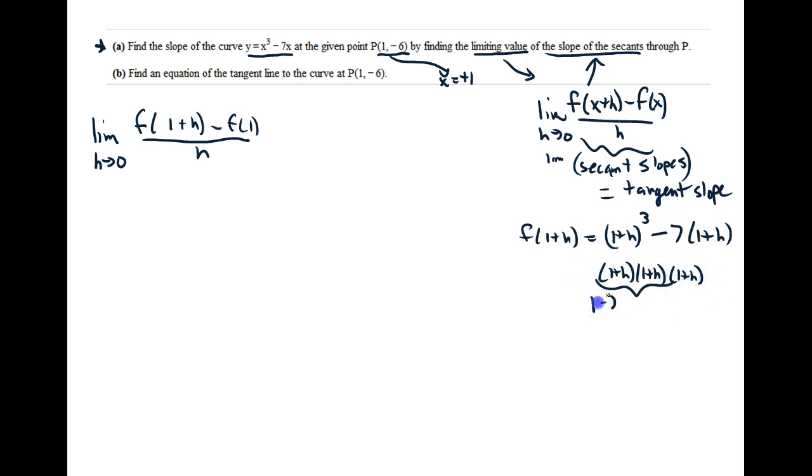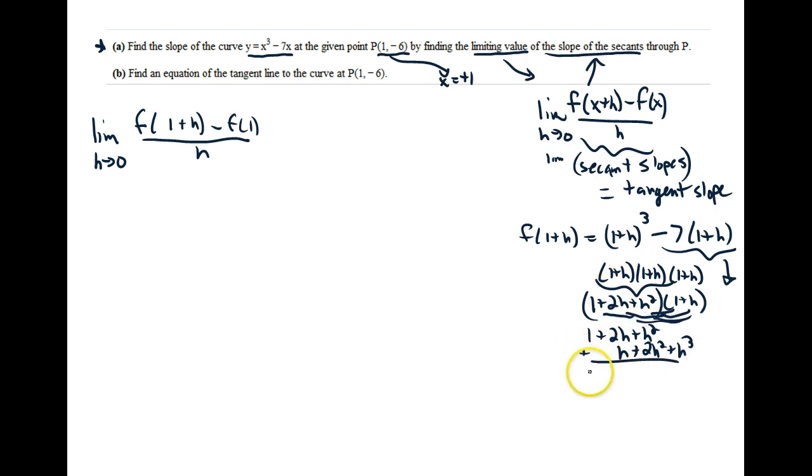We get 1 plus 2h plus h squared, and we multiply by 1 plus h. And then later we'll bring this other stuff down. So we get 1 plus 2h plus h squared by distributing the 1 across. And then we get h plus 2h squared plus h cubed by distributing the h across. Adding vertically, we see that the cube is going to be 1 plus 3h plus 3h squared plus h cubed.